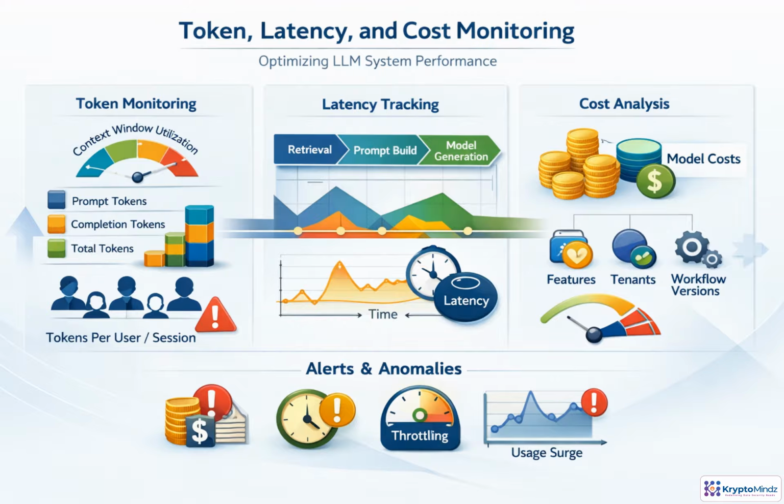Tokens are the meter of an LLM system. They shape how much context you can use, how fast responses arrive, and what each interaction costs. Monitor prompt tokens, completion tokens, and total usage by user, session, feature, or tenant. Break latency into stages: retrieval, prompt building, time to first token, generation, and tool calls. Track cost with the same granularity by model, workflow, release, and prompt version. The goal is not just reporting. It is catching abnormal token growth, expensive prompts, throttling, and usage surges before they become customer pain or budget surprises.